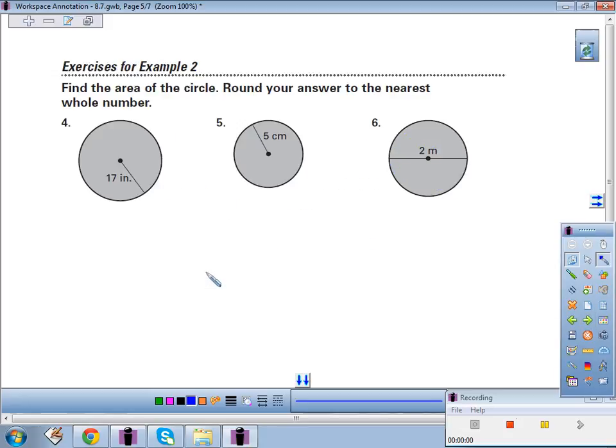Take this time to complete 4, 5, and 6, calculating the area of the circle. Round to the nearest whole number.